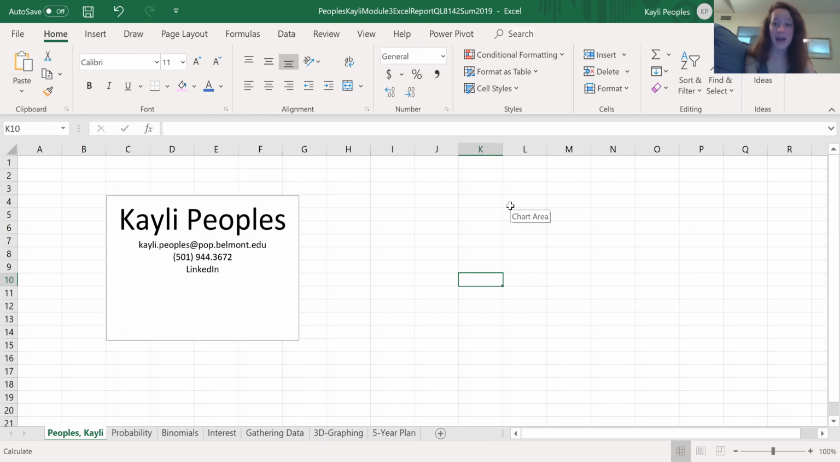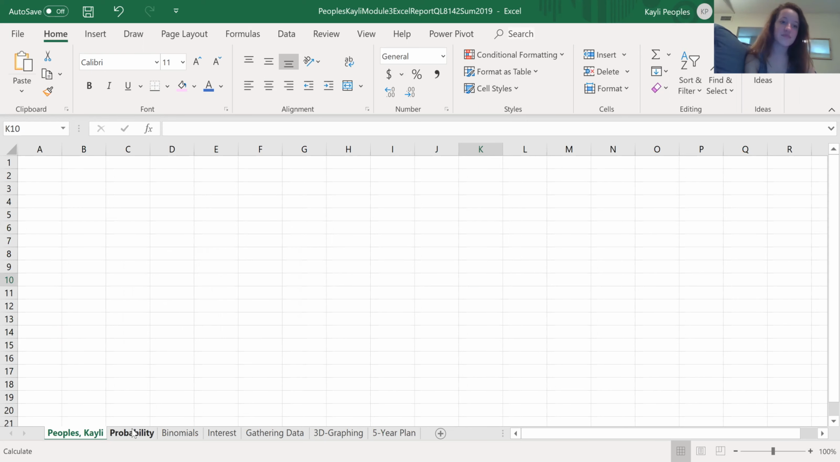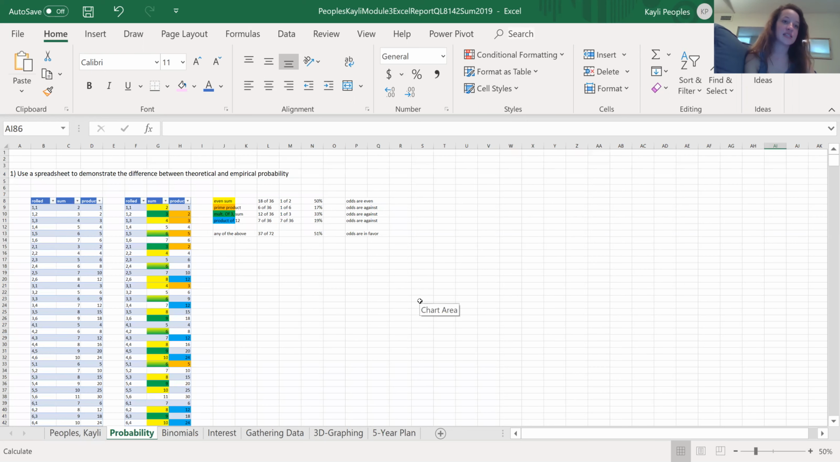But I am back in full swing, so here is my Excel report. This one was using a spreadsheet to demonstrate the difference between theoretical and empirical probability.